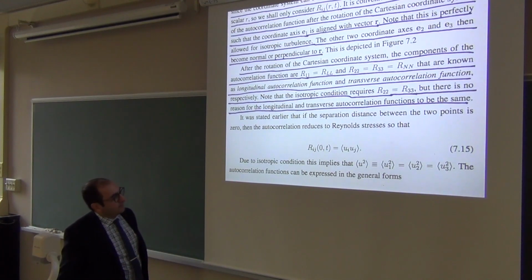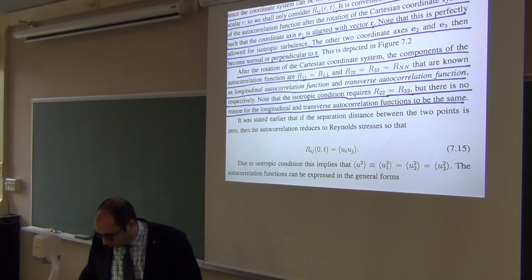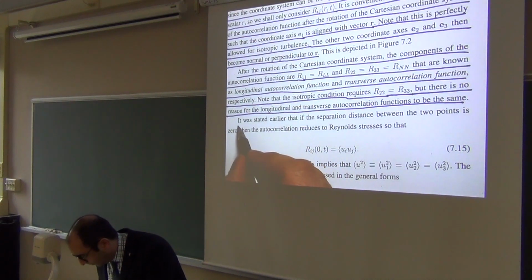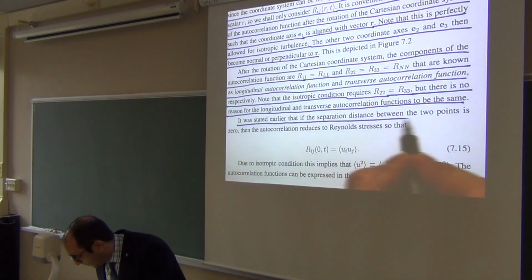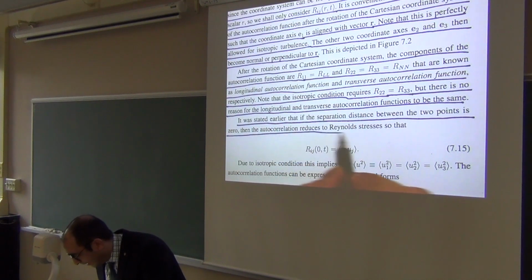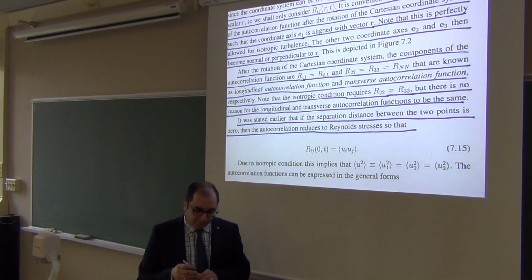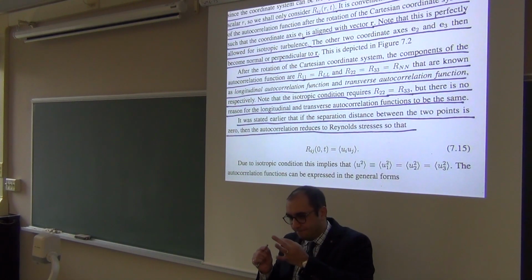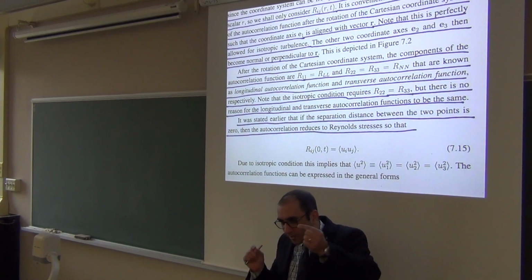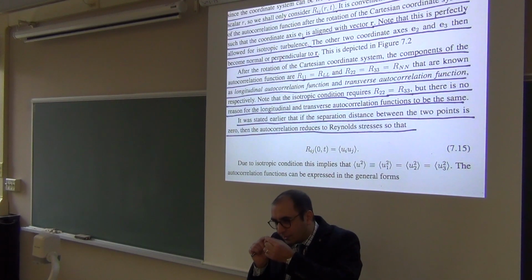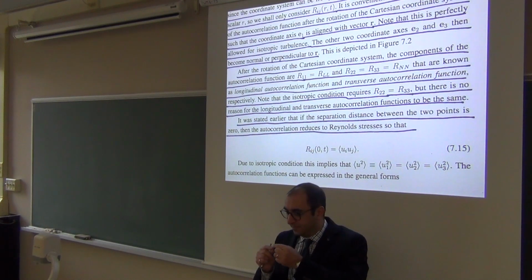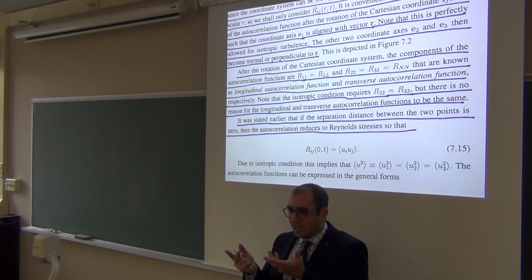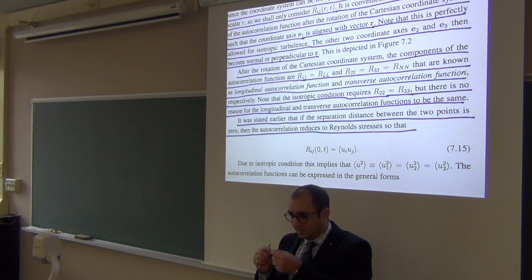It was stated earlier, so let me now say something about normalizing these autocorrelation functions. It was stated earlier that if the separation distance between the two points is 0, then you're actually calculating a component of Reynolds stress, right? If the two points are the same, then I look at two different directions of fluctuations at the same point, and I repeat the experiment, like U and U. Repeat the experiment. I'm calculating the normal component of Reynolds stress, right?